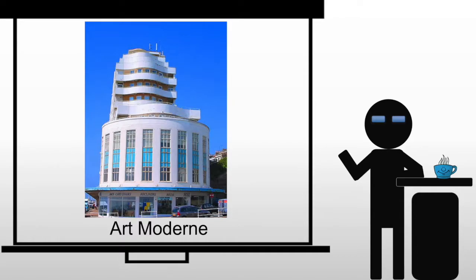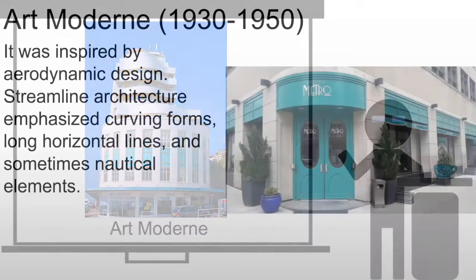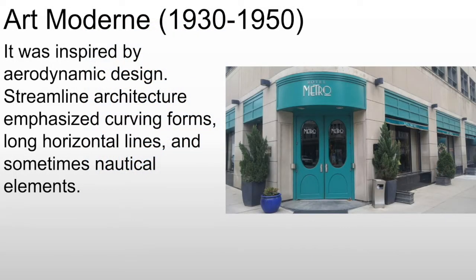Art Moderne is going to be an outgrowth of Art Deco, to which it is particularly similar, and they're often mistaken. So what we're looking at in Art Moderne is a form that is going to be inspired by aerodynamic design. We're going to see streamlined architecture, emphasizing curved forms, long horizontal lines, and often nautical elements. Things like rounded windows mimicking portholes in ships. Of course, ships, aircraft are really going to be influential in this period. So it's going to mimic a lot of those ideas.